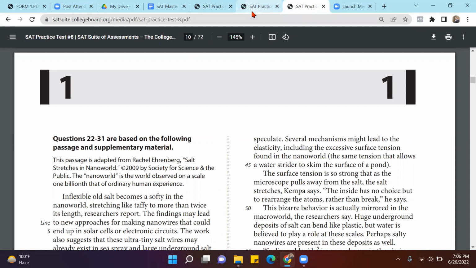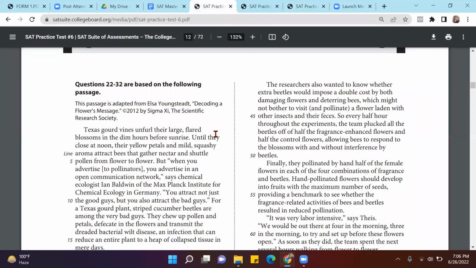and the macro world. So the topics might be from chemistry, from physics, from biology, but the third passage would pretty much be the science passage. So questions 22 to 31 or 22 to 32 would always be from the science passage.